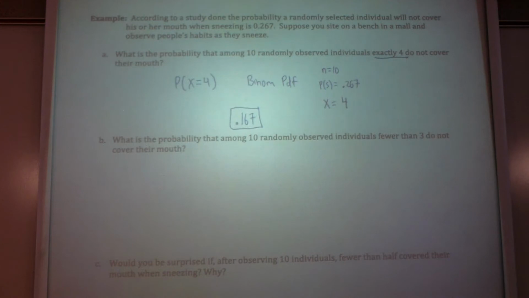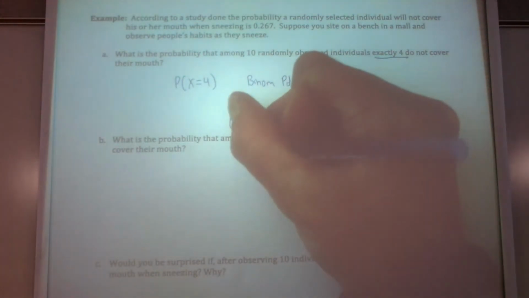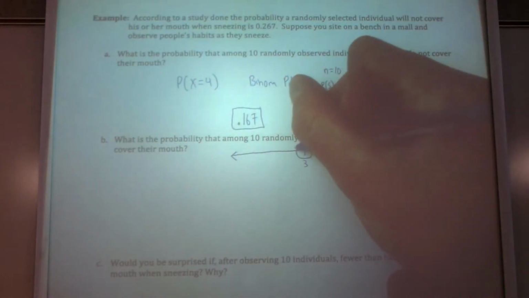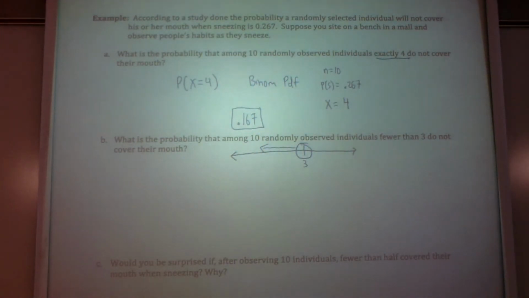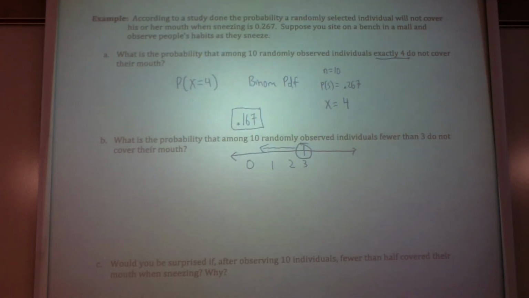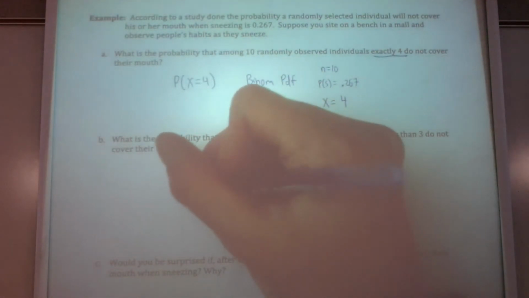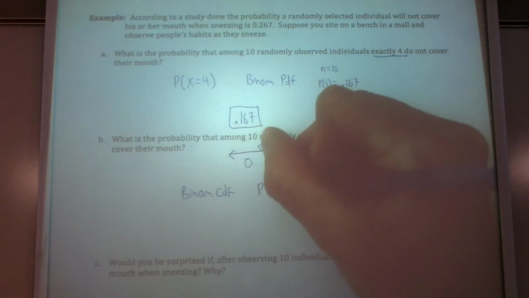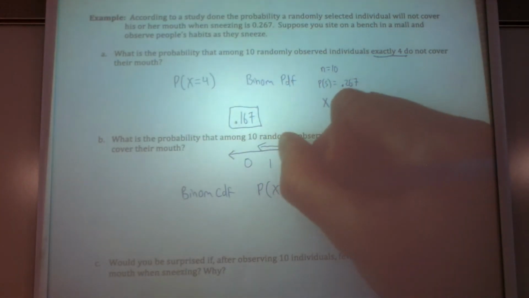What's the probability that among 10 randomly observed individuals, fewer than 3 do not cover their mouths? Okay, so what does fewer than 3 mean? Is 3 included in fewer than 3? No, so we're not containing 3, and we're going less, and fewer would be less than. So this would be like 0, 1, and 2. So is this a binomial PDF or CDF? It would be a collection or a cluster, so this is a CDF. So I want to do binomial CDF. We're basically saying, what's the probability that x is fewer than 3, less than 3?